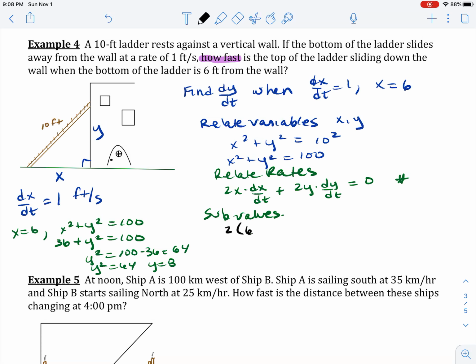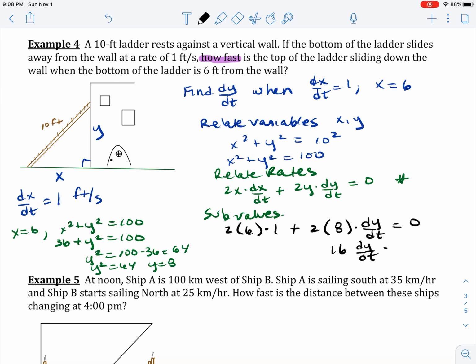have that right triangle. So now I'm going to substitute those values, and x is equal to 6, dx dt is equal to 1. We have 2, y now we know is equal to 8, and we need to find dy dt. So now we're going to solve for dy dt, and I see 2 times 6 times 1 is 12. 2 times 8 is 16.